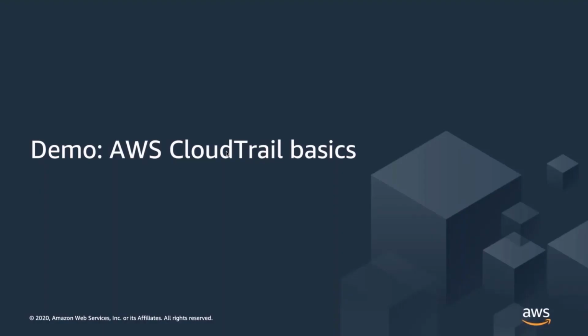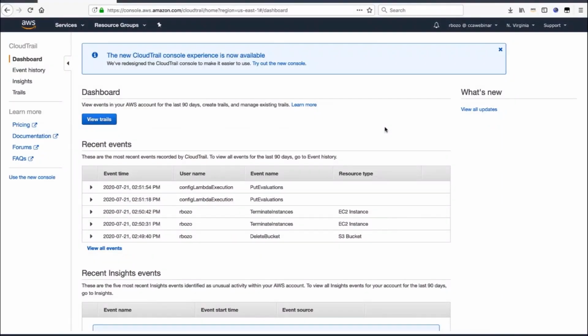So for our demo, we'll start with the CloudTrail basics, and then we'll also go into how we can get to that audit data in a simple fashion using CloudWatch Logs. Okay, so now that we've talked about the various components and concepts of CloudTrail, let's look at the console to connect everything together. We'll start from the CloudTrail console.